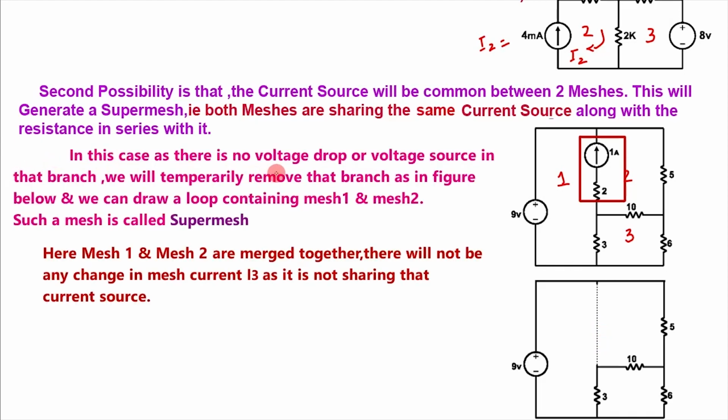In this case, as there is no voltage drop or voltage source in that branch, we will temporarily remove that branch as in this figure, and we can draw a loop containing mesh 1 and 2. That is, earlier here it was mesh current I1, here it was mesh current I2, and here it was mesh current I3. Now mesh 1 and mesh 2 are merged together and we will draw a loop containing mesh 1 and mesh 2. This is called a super mesh.